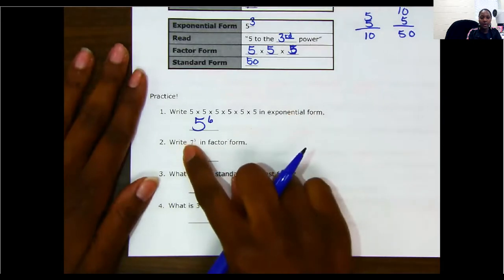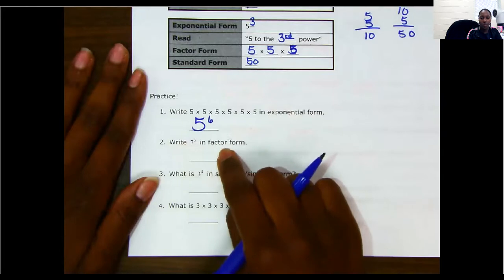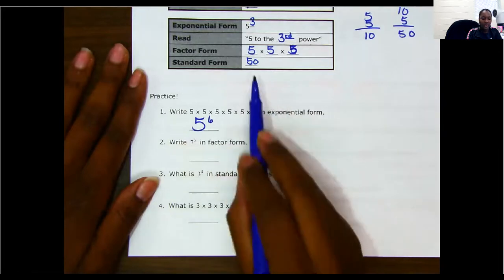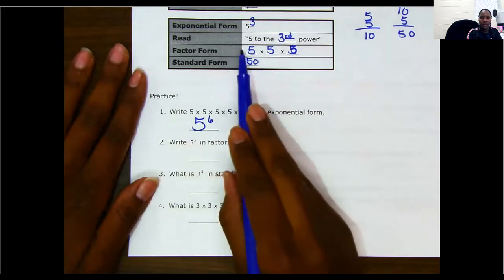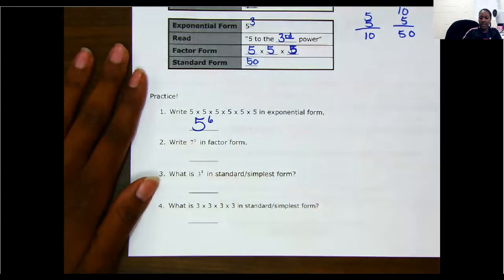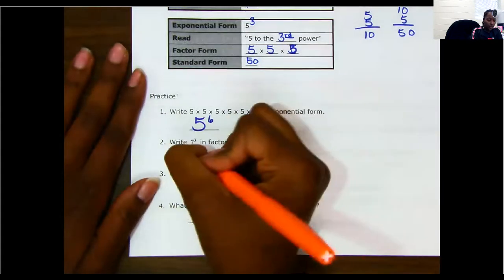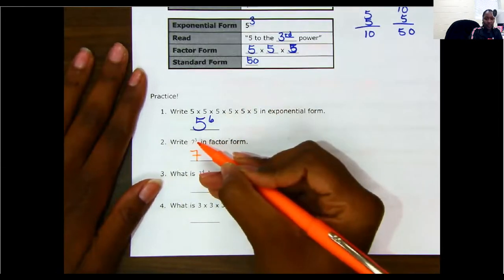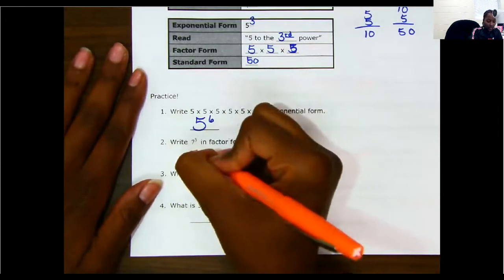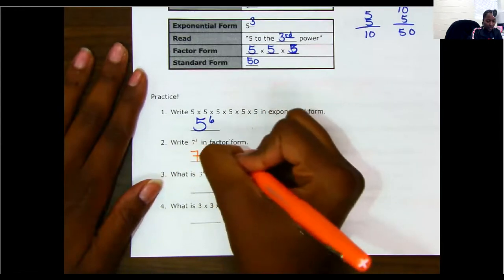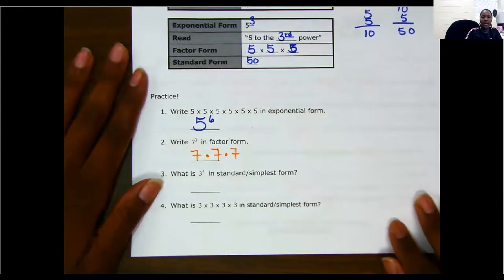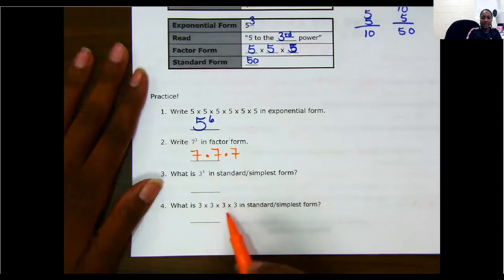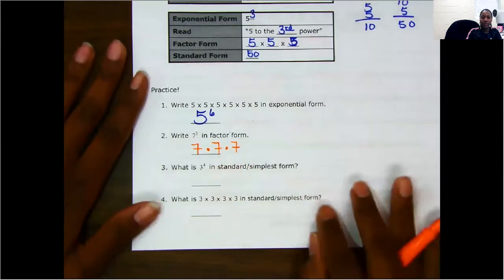Write 7 to the power of 3 in factor form. If I look at my example, factor form is when I write it out, separating it by multiplication symbols. So I have 7, which is my base, and it says I multiplied it 3 times. So 7 times 7 times 7. Remember, we need to use the dot. I know these have the X's, but we need to use the dots.